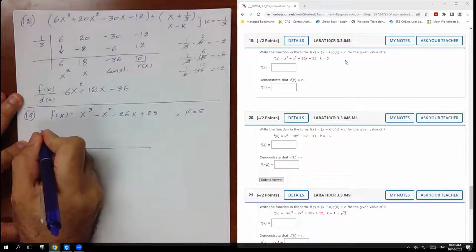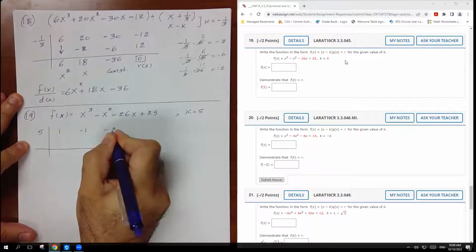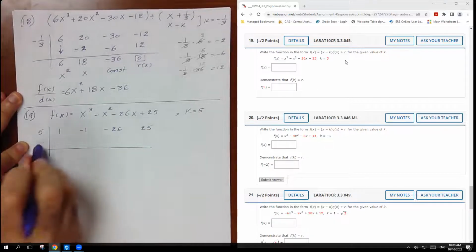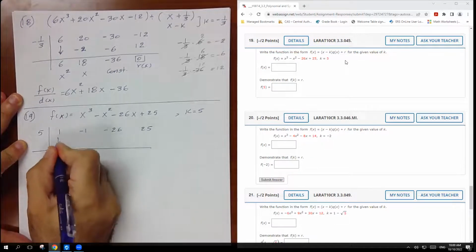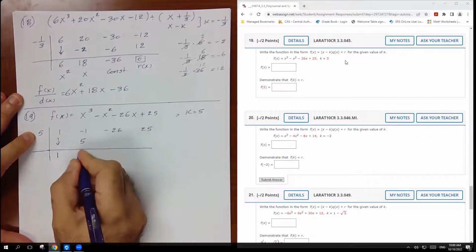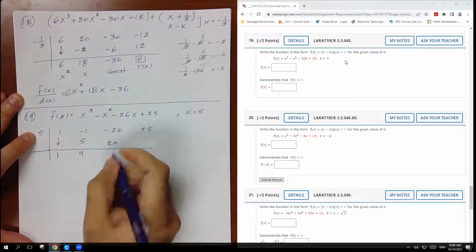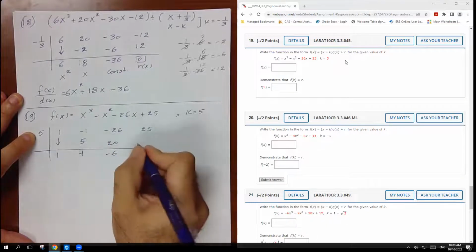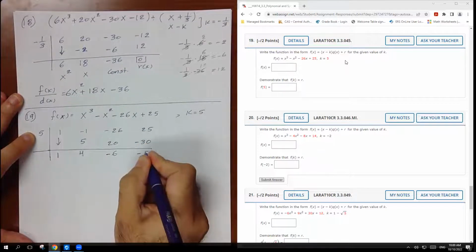So first of all, k equals 5. So here's 5. Write down the coefficients 1, -1, -26, and 25. Here is the first number, 1. 5 times 1 is going to be 5. Add these together, it's going to be 4. 5 times 4 is going to be 20. Add these together, it's going to be -6. Now 5 times -6 is going to be -30. Add these together, it's going to be -5.